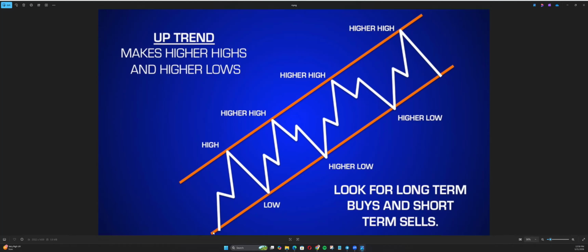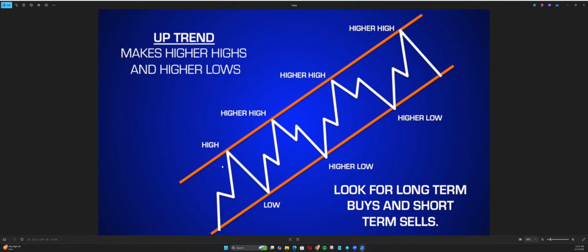So for an uptrend, you have the initial low and the initial high. Then it comes back to create a higher low at this point, then comes back to create a higher high. The reason why they call it a higher low is because this low point is higher than this low point, and this high point is higher than this high point. So for an uptrend, everything is higher. Whenever you're talking about an uptrend, just remember that everything in an uptrend is higher.